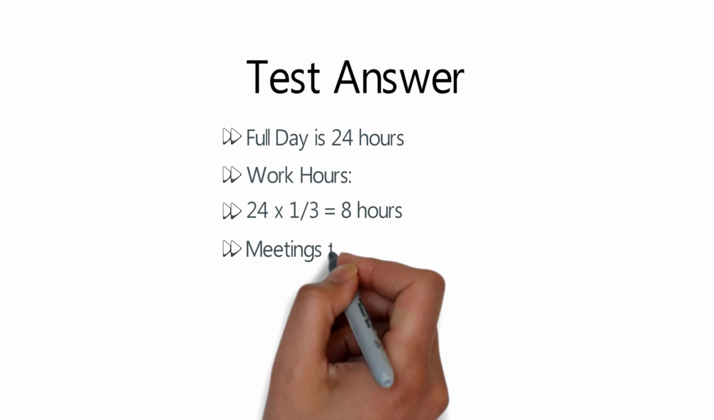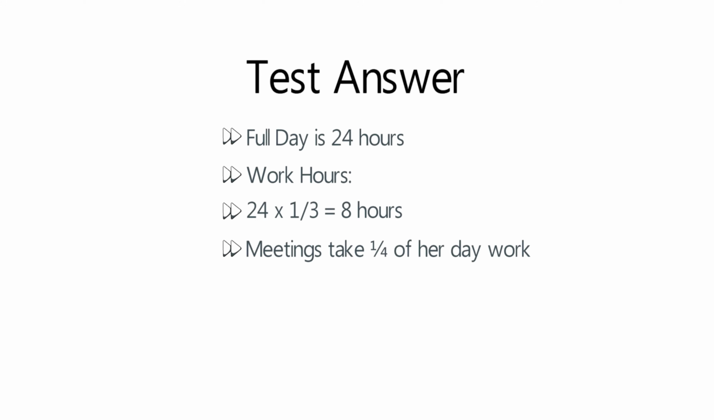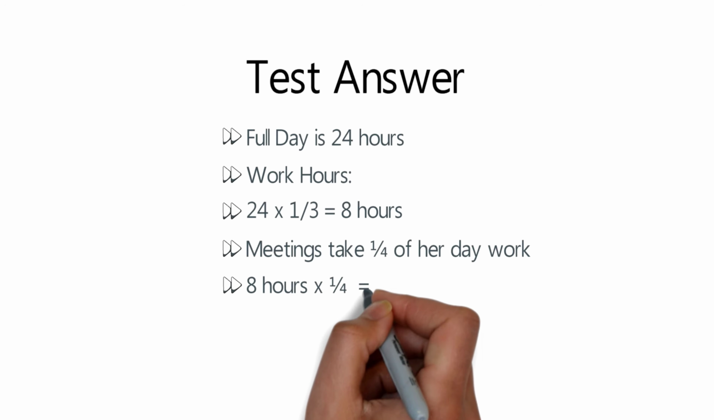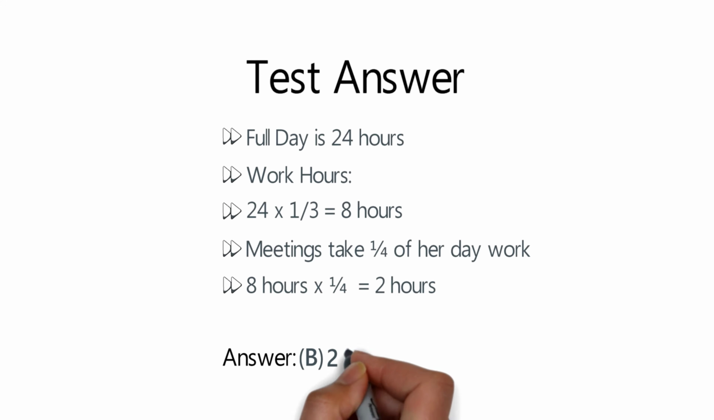Meetings take 1/4 of her workday. So to calculate how much time she spends in meetings, we need to multiply 8 hours by 1/4, and the result is 2 hours. So the correct answer is choice B, 2 hours.